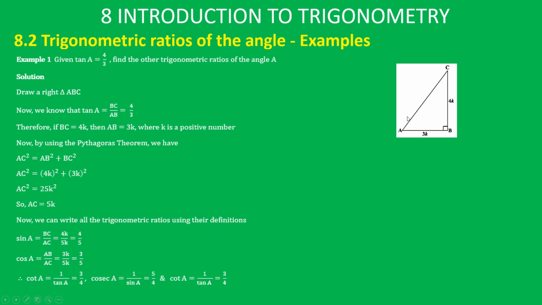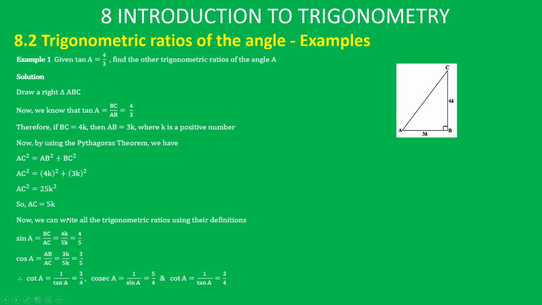Now we have to derive AC using Pythagoras theorem. AC square is equal to AB, which is 4K as per our assumption, 4K whole square. BC is 3K as per our assumption, 3K whole square. Now AC square is equal to 25K square. So AC is equal to 5K.